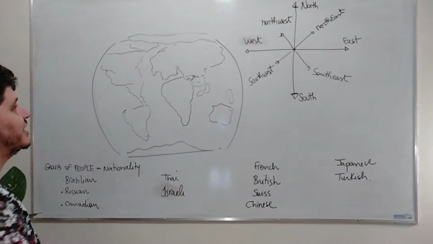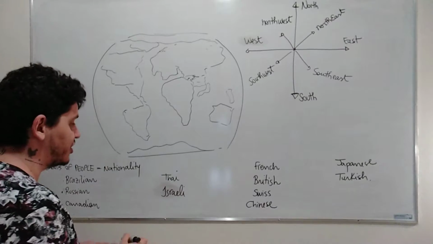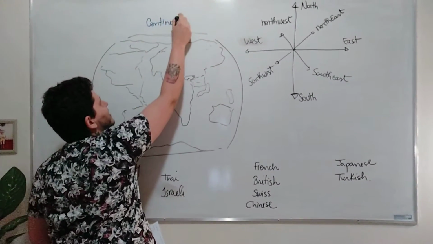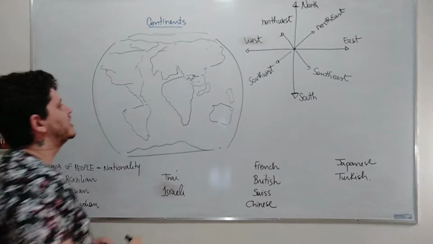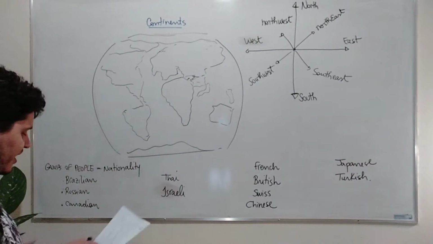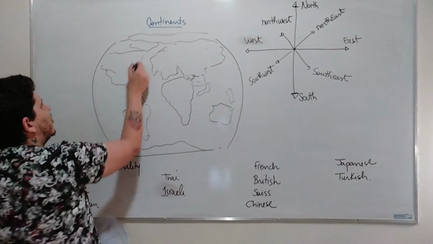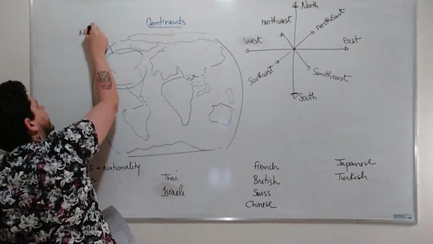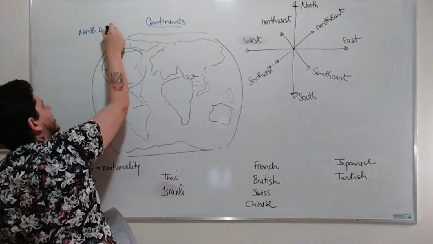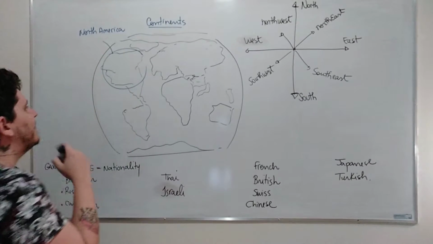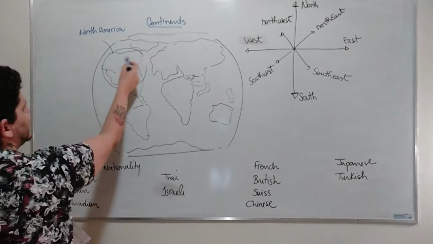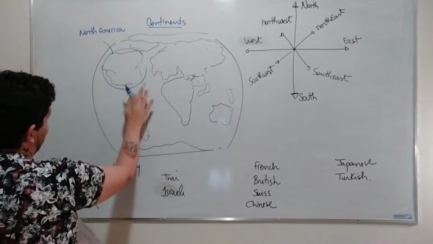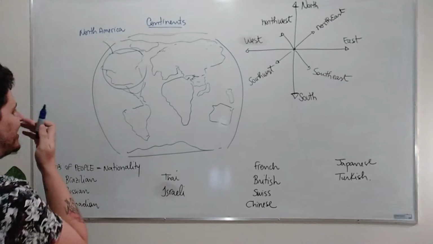So, first, let's start with the continents in English. Continents. So, this is a world map, and here we will have what we will call North America, okay? And it involves the United States, Mexico.